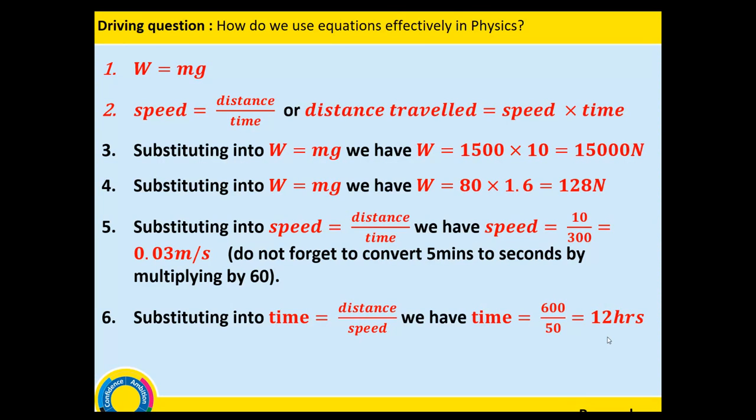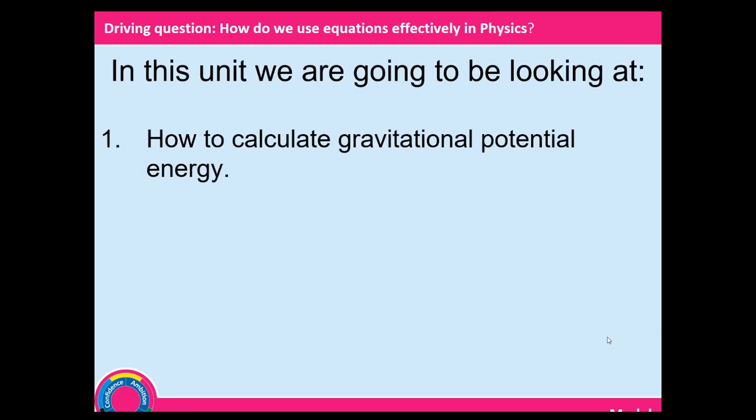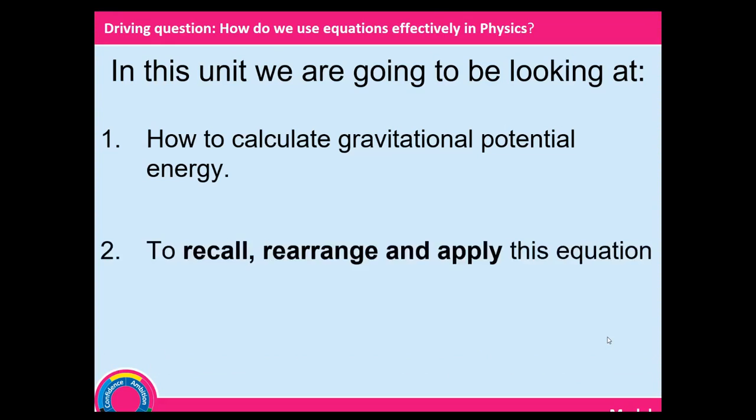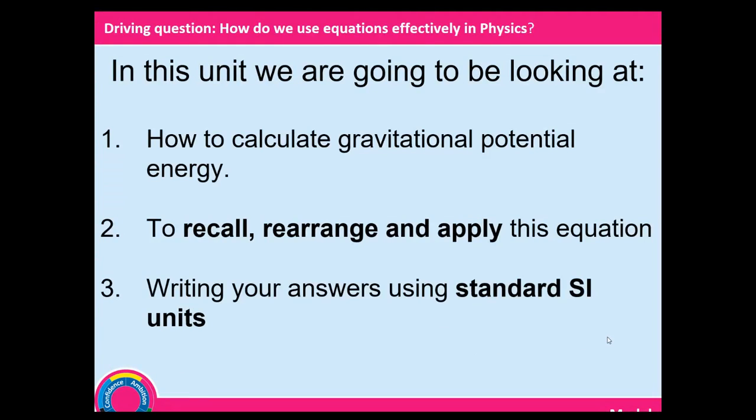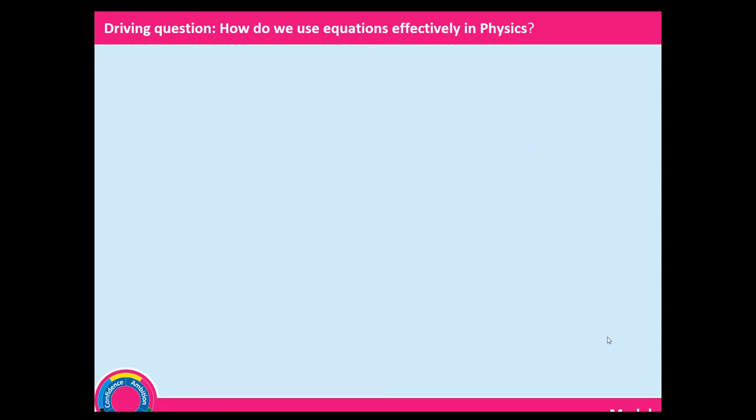Good. Hope you got all six questions correct. Let's proceed. The equation we use for calculating gravitational potential energy. We need to be able to recall this equation, rearrange and apply this equation, just like the other two equations we learned about in lesson one. We also write our answers using standard SI units.